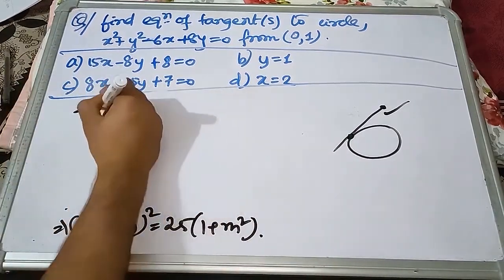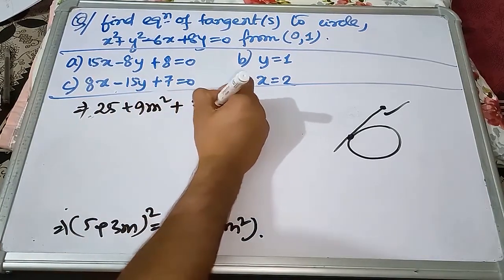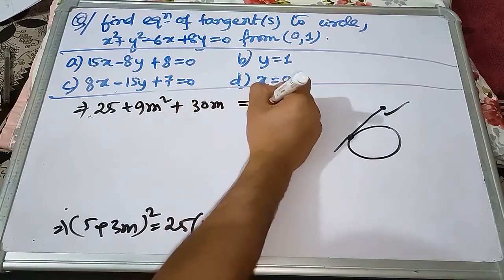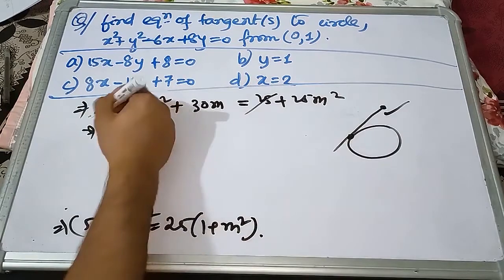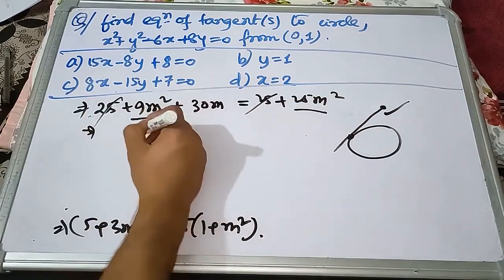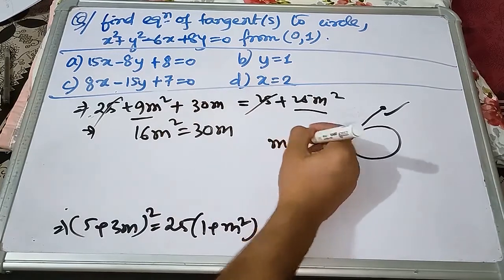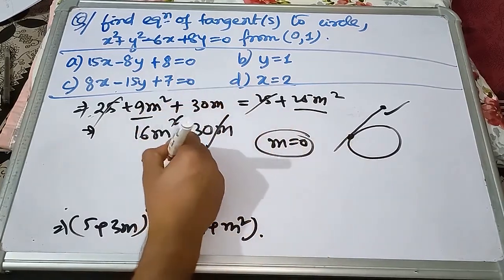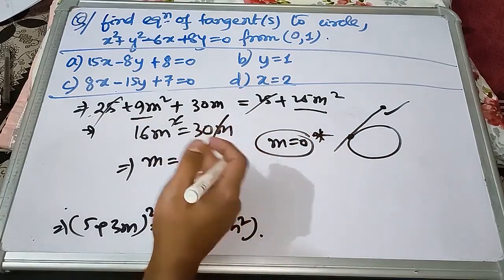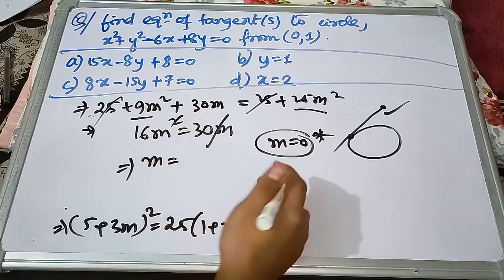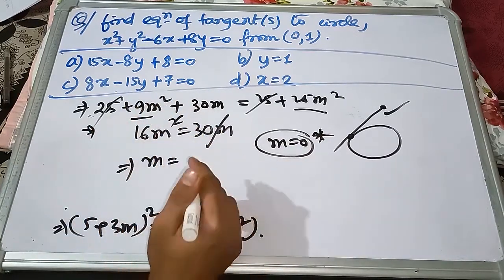So what does this become? 25 plus 9m square plus 30m equals 25 plus 25m square. So 25 gets cancelled, 25 minus 9 is 16, so 16m square equals 30m. Therefore one solution is m equals 0. Then you cancel both m, this is very important, you need to keep this in mind. If we are in a hurry, we will automatically cancel it and neglect this value, and as the question is a multiple-choice question, you will commit a mistake.